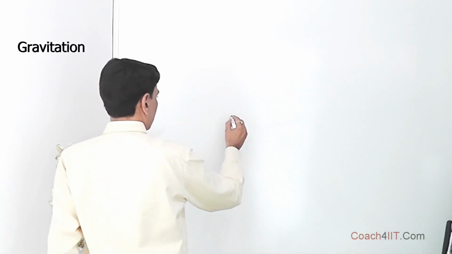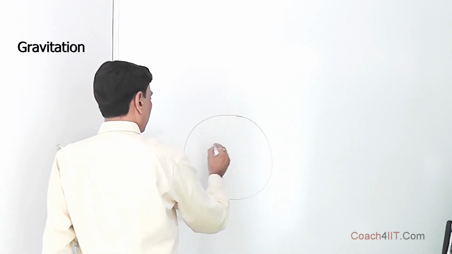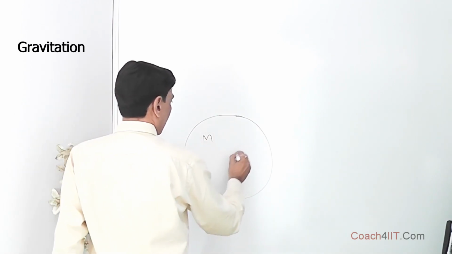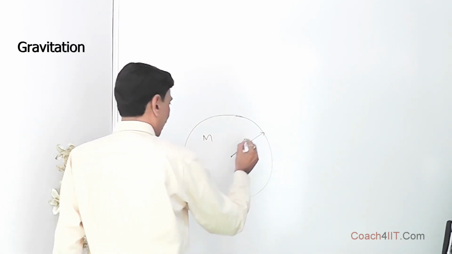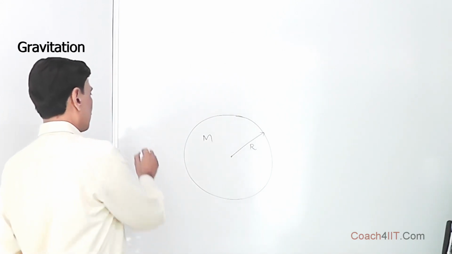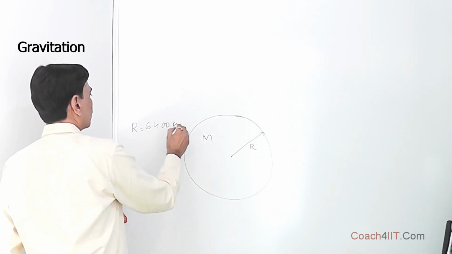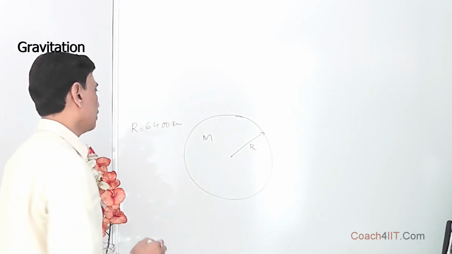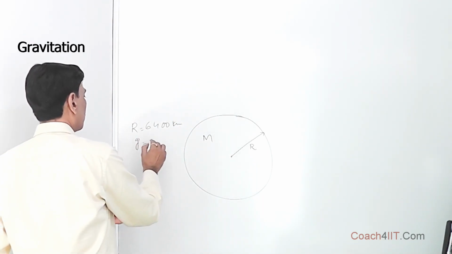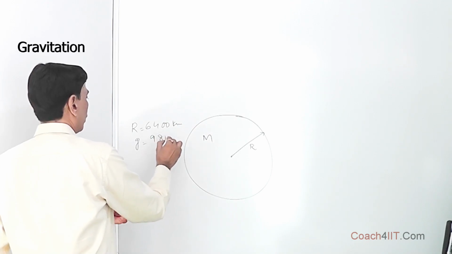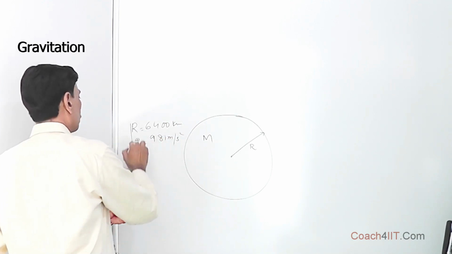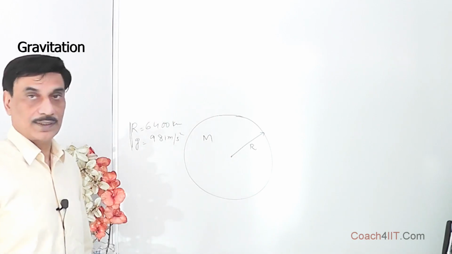Now let's derive an expression for the escape velocity from the surface of Earth. Let's say this is Earth, mass is capital M, and the radius is capital R. We know that the radius of Earth is almost equal to 6400 kilometer, and later on we shall also be using the value of acceleration due to gravity on the surface of Earth, 9.81 meter per second square. These two we shall be using subsequently.